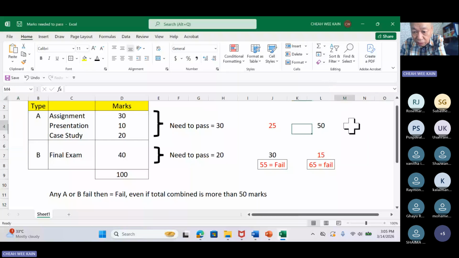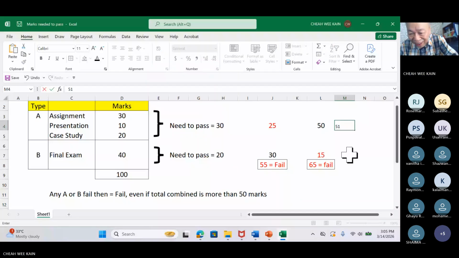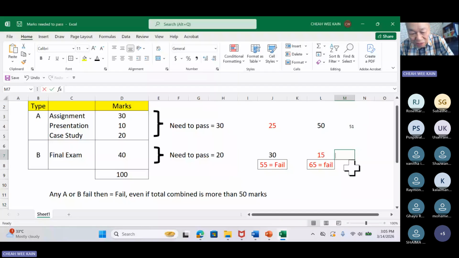Sometimes what I see is you got 51 here, and here you got 0. So the total is 51, and they say, hey sir, why can't I pass? Well, because you didn't attend the final exam. That is not allowed.